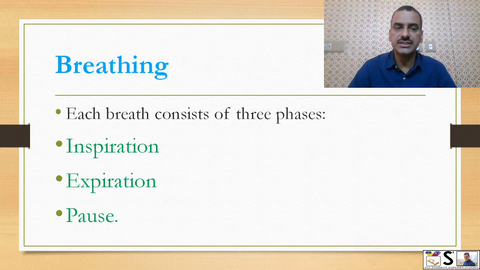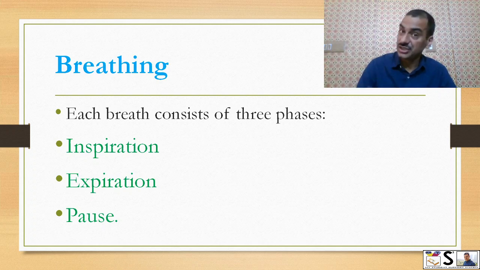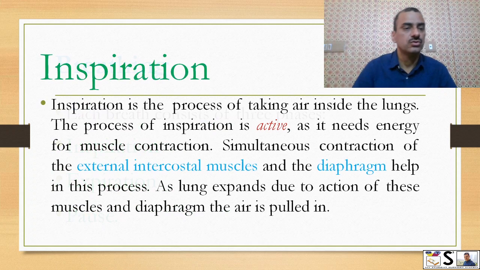Breathing. Each breath consists of three phases: inspiration, expiration, and pause. What is inspiration? Inspiration is the process of taking air into the lungs. The process of inspiration is active. It needs energy for muscle contraction. Simultaneous contraction of the external intercostal muscles and diaphragm helps this process. As the lungs expand due to the action of these muscles and diaphragm, the air is pulled into the lungs.